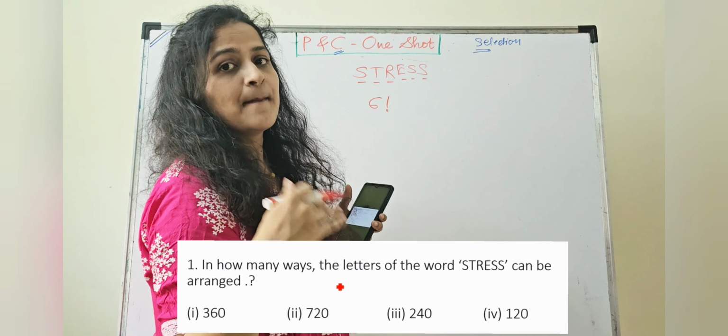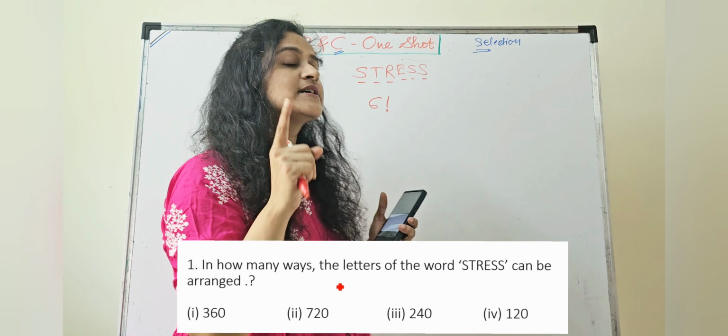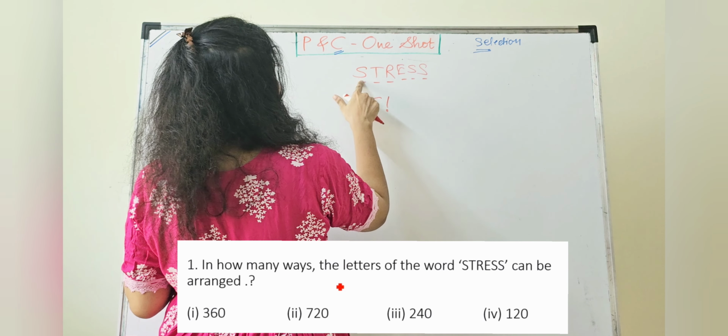6 factorial. But then, is there any repetition of letters? Yes. Which letter? S. S is repeated how many times? 3 times. And that is why you are going to divide by the number of repeating letters, to nullify this repeating effect. I have explained in detail in the other video why you have to divide by that. Is there any other letter which is repeating? No. That's it.